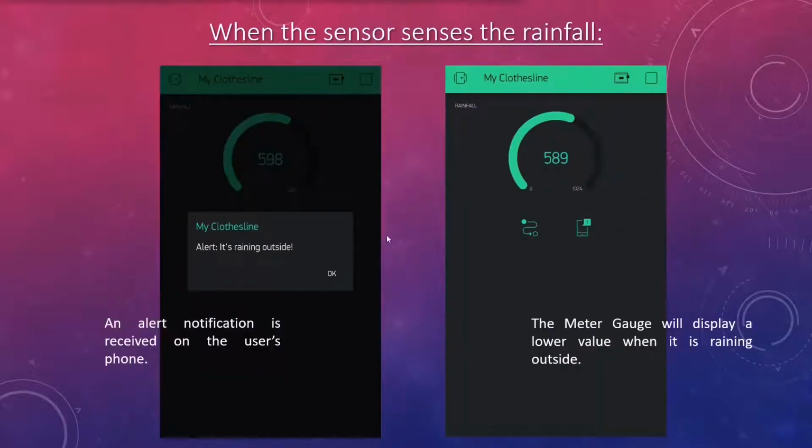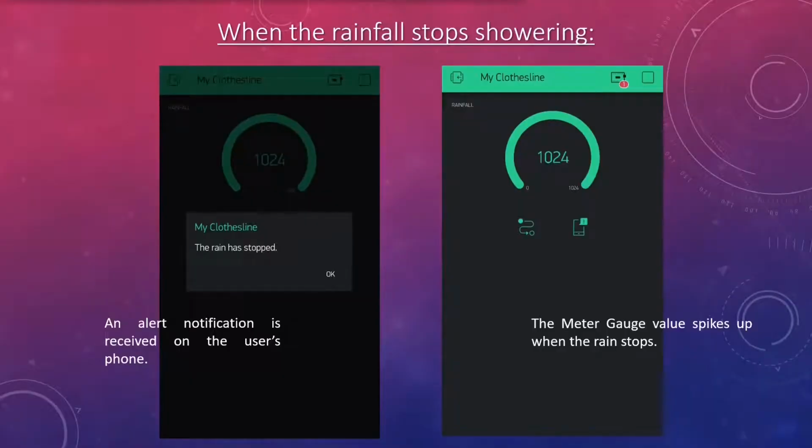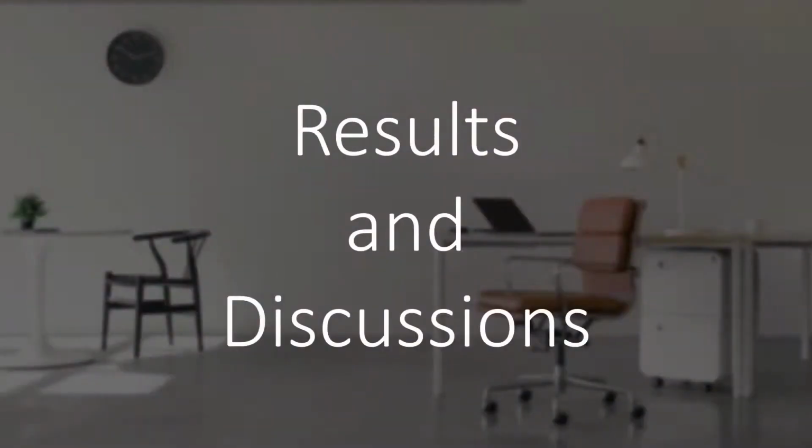So when the sensor senses the rainfall, it will send an alert notification, as you can see on the left side here, which is in this case the meter gauge falling below 870 for the value. Another notification is triggered when the value is exceeding 880, which in this case is 1024 on the meter gauge value. So let's move on to the results and discussion.